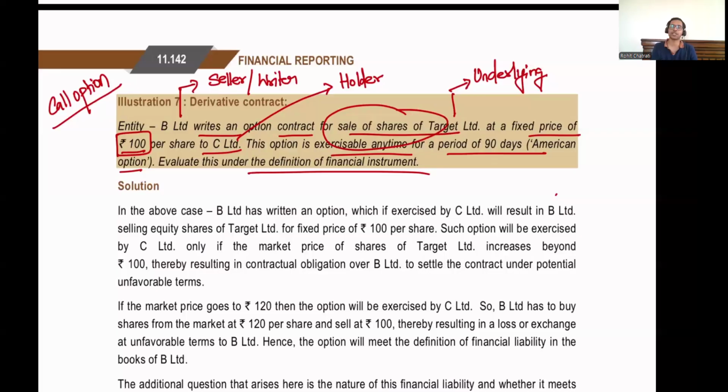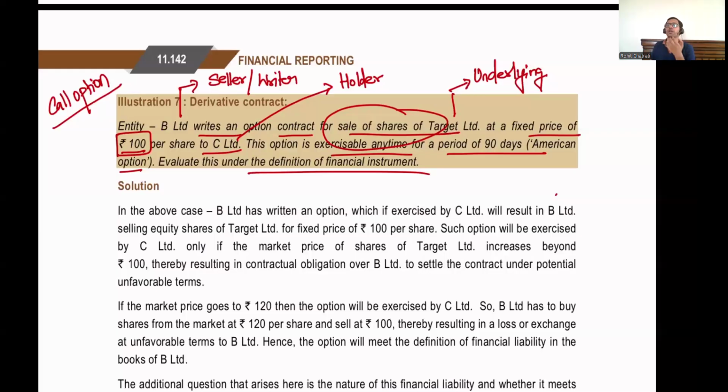The second condition is that the initial investment is supposed to be either zero or negligible. Given that this is an option contract, there would typically be an initial investment equal to the amount of premium paid, but the premium is a very small component, and therefore that also satisfies the definition of a low initial investment. The third condition is it must be settled at a future date.